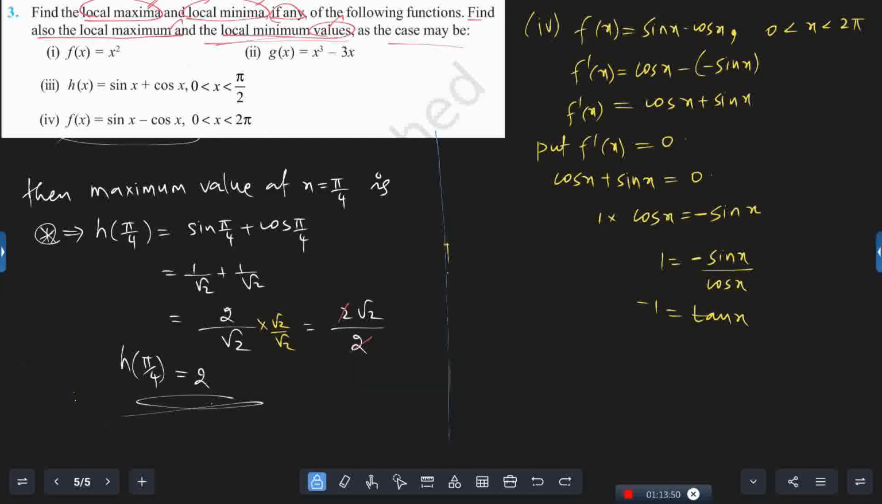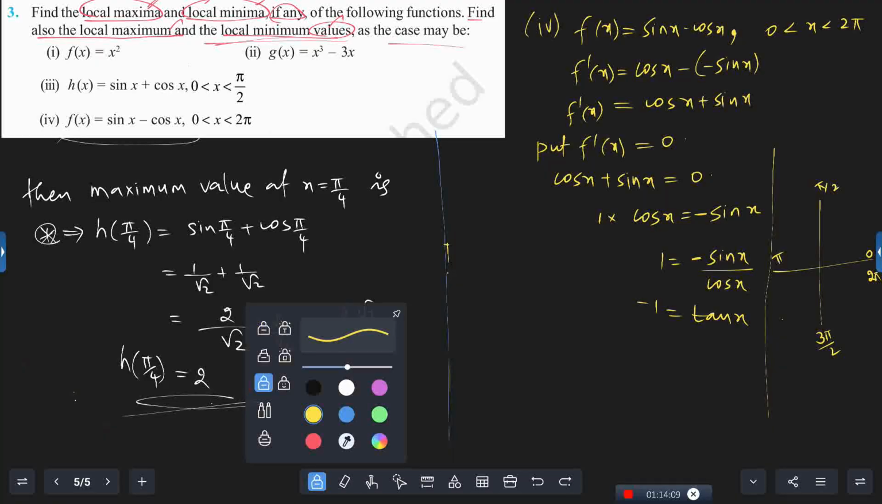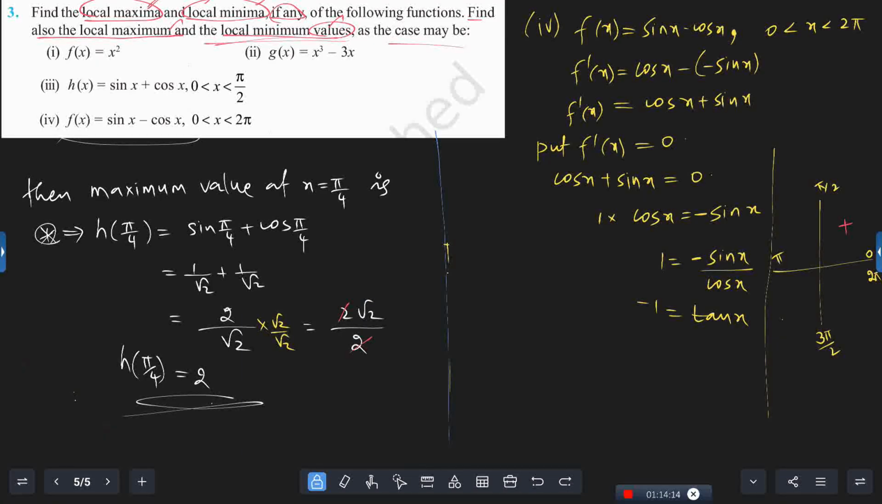In which quadrant? Listen carefully. All 4 quadrants you should check, children. 0 to pi by 2, pi, 3 pi by 2, and 2 pi. Everything we should check. Sin is positive in the first quadrant and positive in the third quadrant.